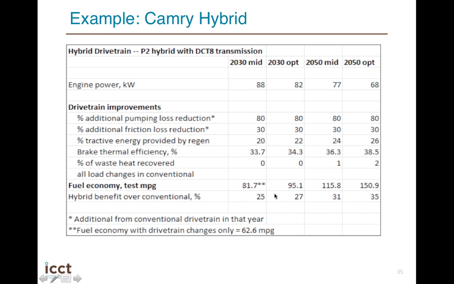And so now with the hybrid systems, the 2030 mid-range for the Camry is about 82 miles per gallon. The 2050 mid-range, 116. The optimistic goes up to 150. And the hybrid benefits over the conventional goes up a little more bit, even though the actual amount of additional fuel consumption reduction goes down.